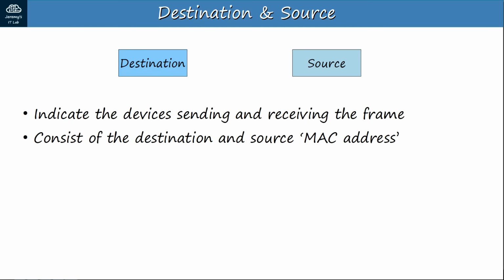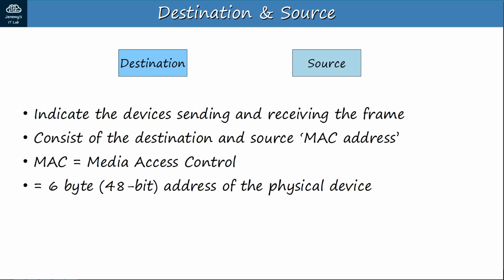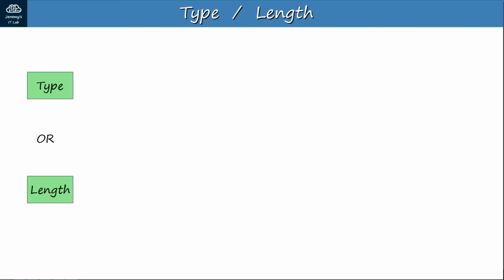The MAC address is a 6-byte, or 48-bit, address of the physical device. This is separate from a logical address, like an IP address. The MAC address is actually assigned to the device when it is made. I'll talk more about MAC addresses in a few slides, but let's move on to the remaining fields of the Ethernet frame. The last field of the Ethernet header is the type or length field. It is 2 bytes or 16 bits in length.